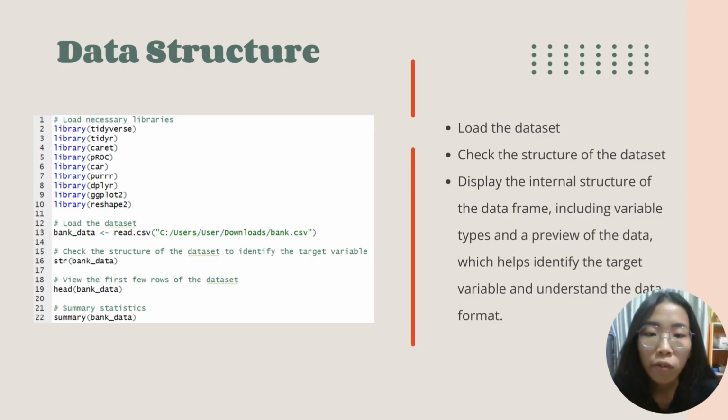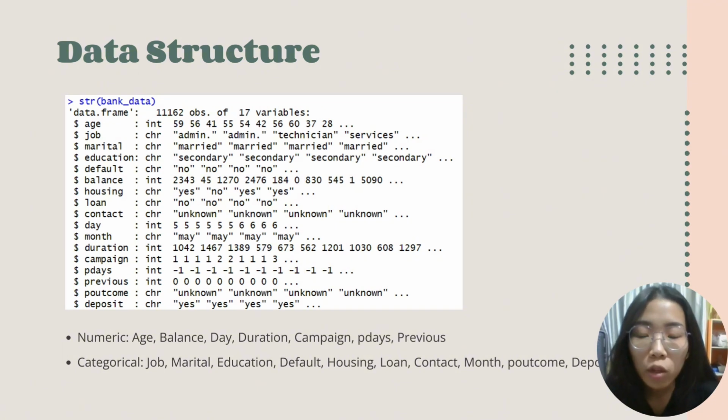Data structure. We first load and display the internal structure of the data frame to identify the target variable and understand the data format. There are 7 numeric variables and 10 categorical variables in this dataset.